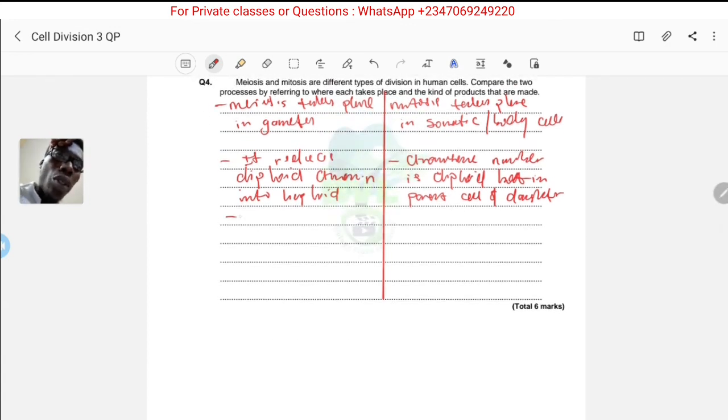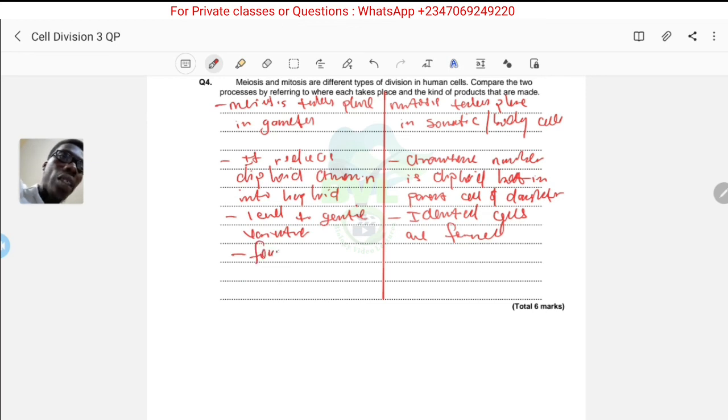The next thing we want to say is that meiosis leads to genetic variation. Here in mitosis, identical cells are formed. So it's the same that's happening.